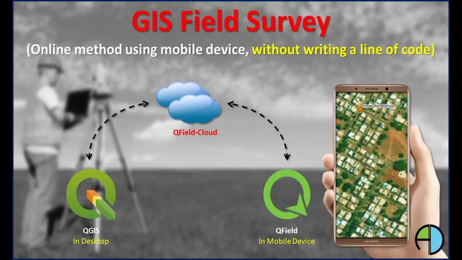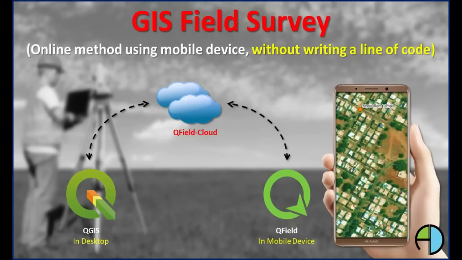Hello friends, in our previous video we saw how to perform a GIS field survey using QGIS and QField software. But that was an offline field survey, which requires frequently transferring the QGIS project file from your desktop to mobile and then from mobile to desktop. Sometimes this becomes a hassle and leads to complications in the projects. But there is a solution to that.